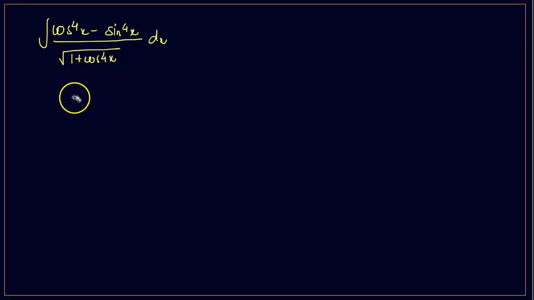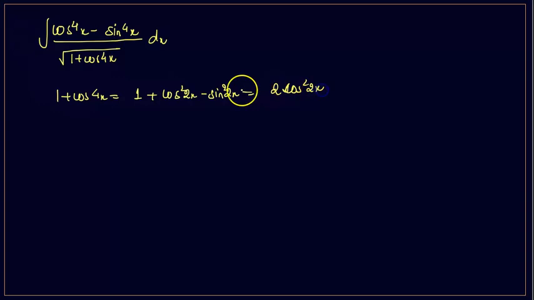In this integration, we have to find the value of cos to the power 4x minus sine to the power 4x, and in the denominator it is written as root of 1 plus cos 4x. So you will write 1 plus cos 4x as cos square 2x minus sine square 2x. So everything will turn out to be 2 cos square 2x.